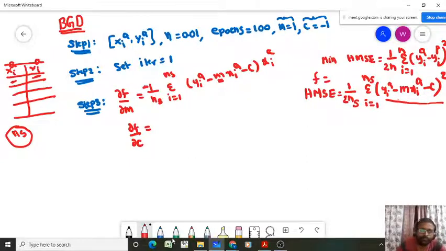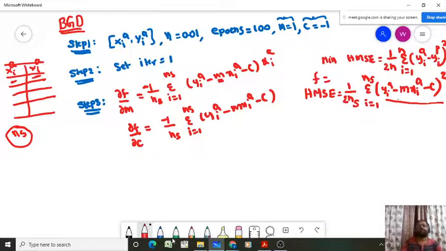Right. So similarly, in the case of dou f by dou c, that is the gradient of the loss function or cost function with respect to the model parameter c, we differentiate with respect to c, then 2 will come forward, 2 will be cancelled, then we have 1 by ns sigma i equal to 1 to ns y_i minus m x_i minus c. And what else do I have to add? The coefficient for c is minus 1, so that minus comes in here. That is what we have to do in batch gradient descent optimization in step 3.